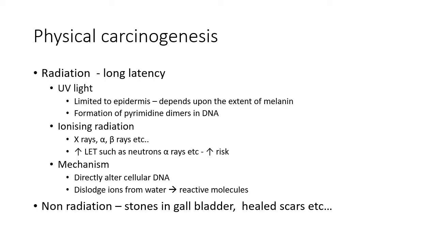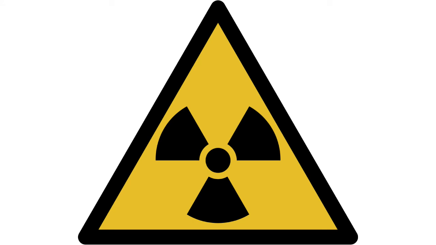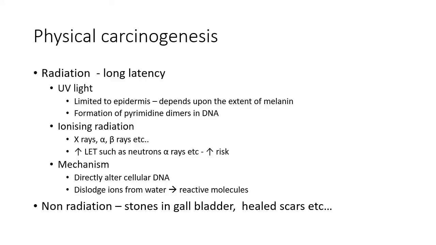And now coming to ionizing radiations, ionizing radiation of any kind, X-rays, alpha rays, beta rays, gamma rays, any ionizing radiation can cause cancer. The likelihood or risk is dependent upon the linear energy transfer. Any radiation with a higher LET, that is linear energy transfer, has a higher risk of causing cancer. Examples of high LET radiations are neutrons, alpha rays, etc. X-rays have a lower LET and so they are relatively safe. That's why we use them in diagnostic procedures.